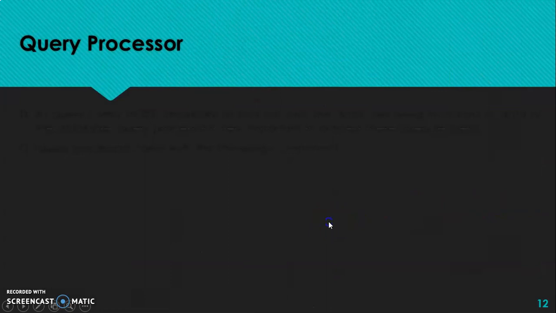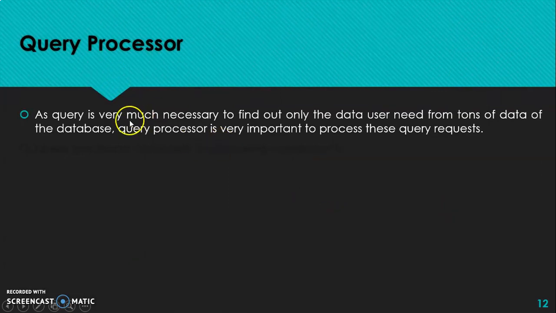The next block we have is the query processor. As a query is very much necessary to find out the data a user needs from the tons of data in the database, the query processor is very important to process this query request. Now the database may have n number of records, so all the records are not necessary for a particular user.